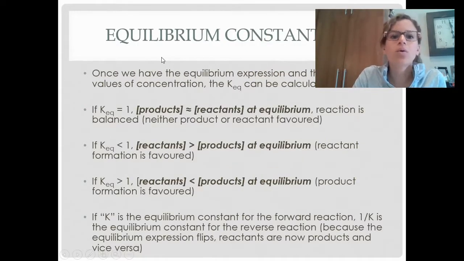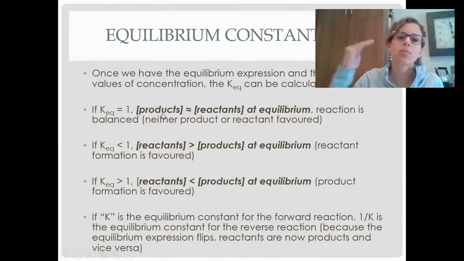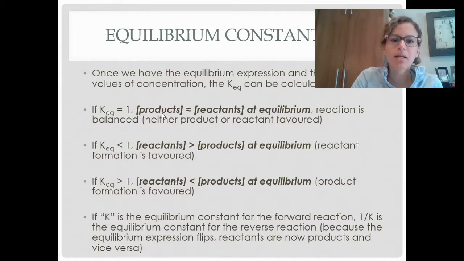Once we have the equilibrium expression and the relative values of concentration, the KEQ can be calculated. If KEQ is equal to 1, that means the products divided by the reactants are approximately equal, because it equals 1. So the reaction is balanced. That means neither the product nor the reactant is favored, and I would say that where the reaction lies is at equilibrium.